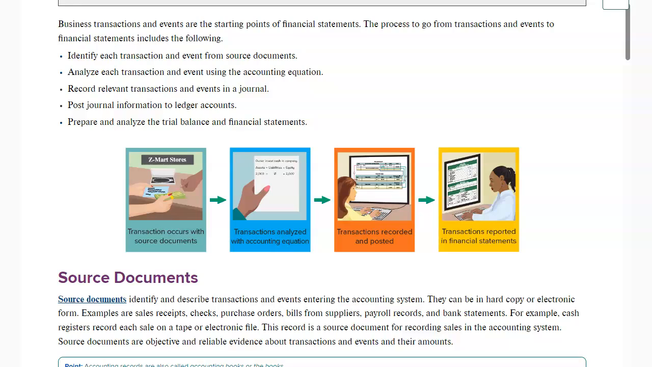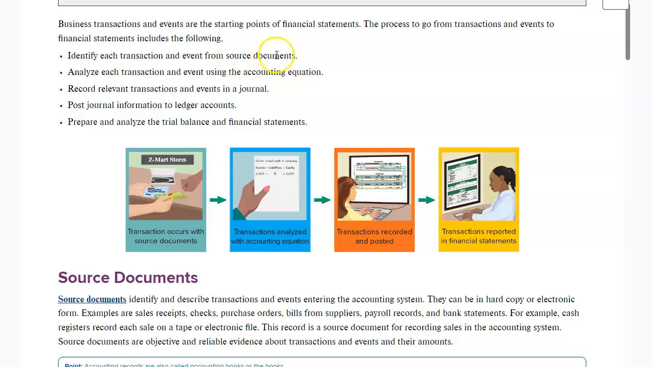Okay, this is chapter 2, which is a critical chapter. This is where we learn how to actually record transactions in a way that they can be later summarized into financial statements and used by the people who make decisions. So what we do as accountants, we have to identify the transactions.